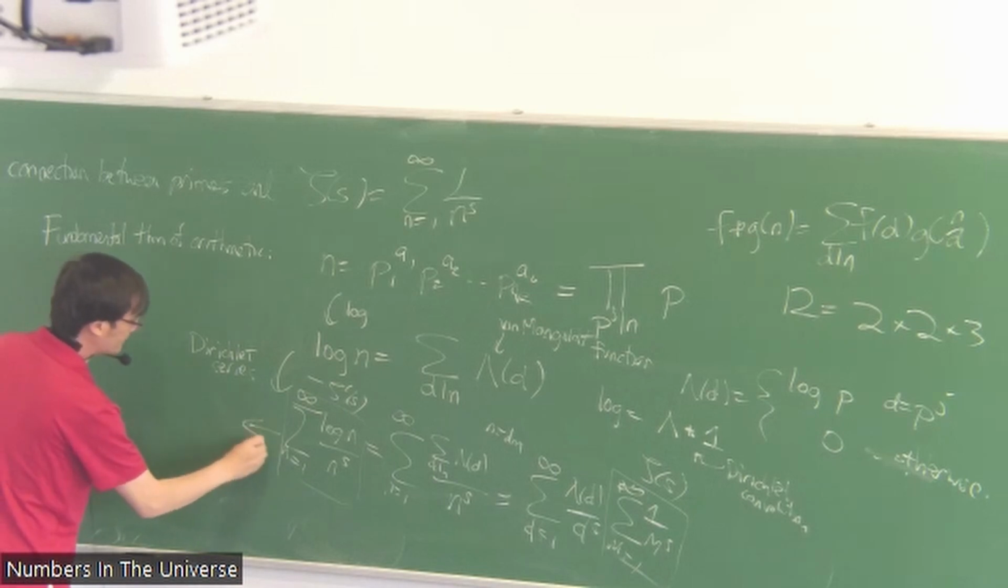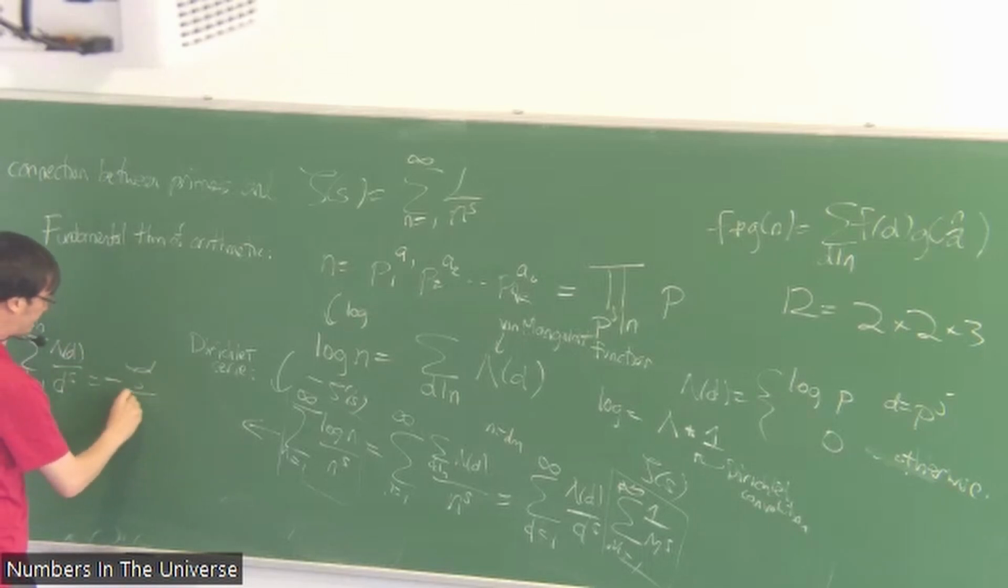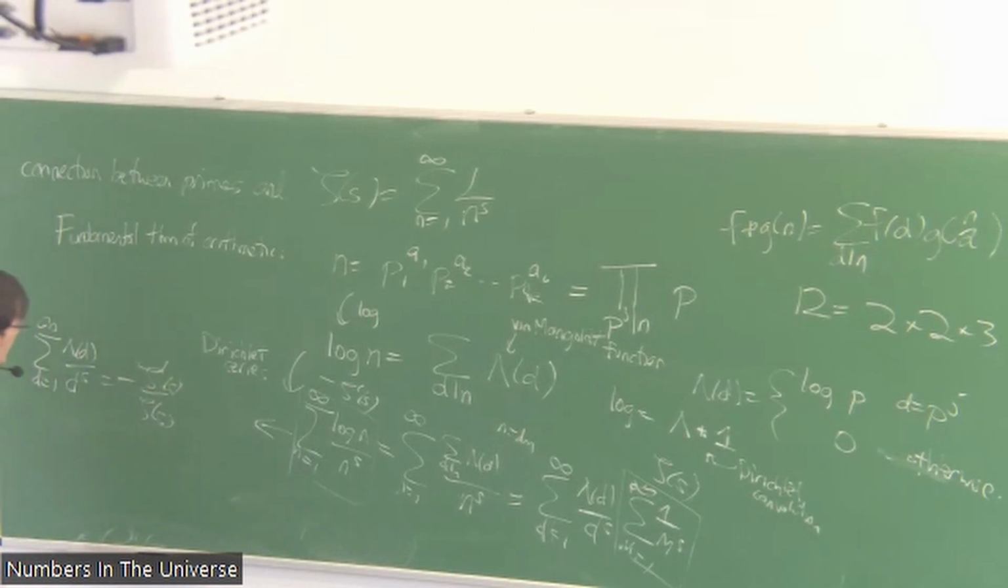And so what this tells you is that the Dirichlet series of the von Mangoldt function is minus the log derivative of the Riemann zeta function. And from complex analysis, you know that this function has poles coming from the poles and zeros of zeta. So zeta, for example, has a pole at 1.